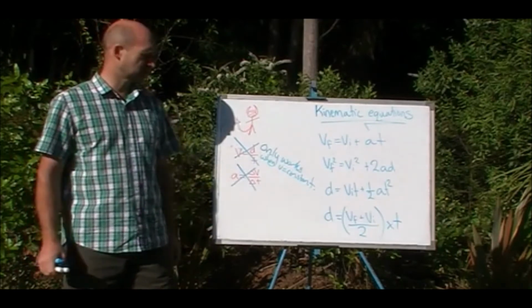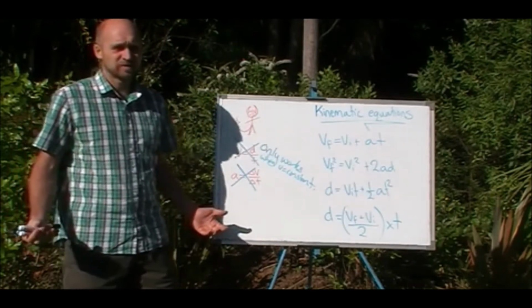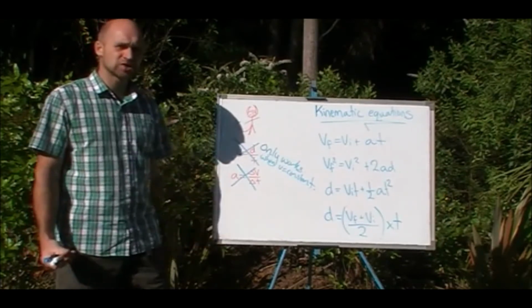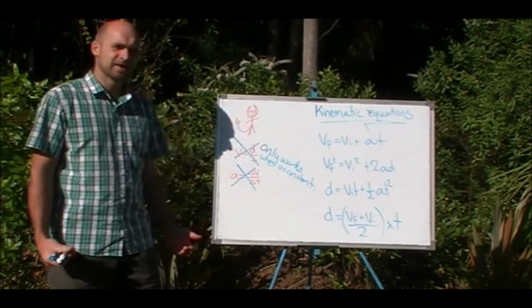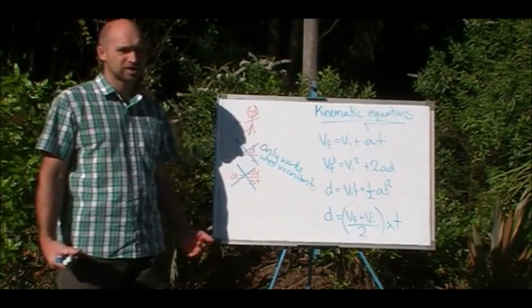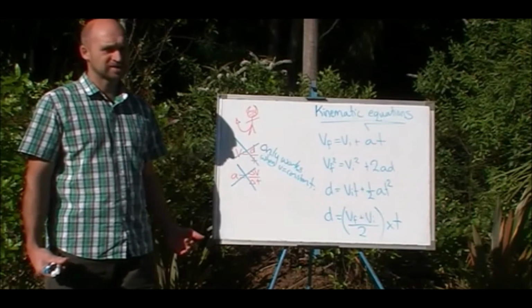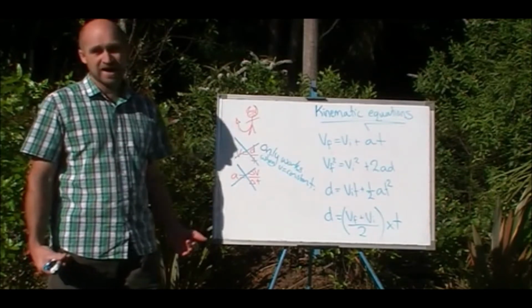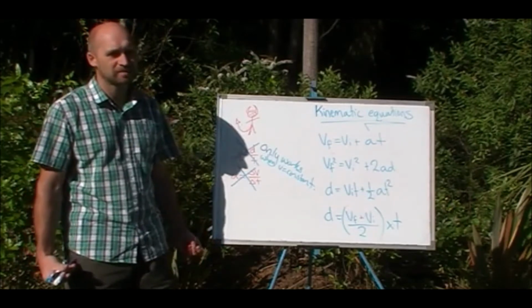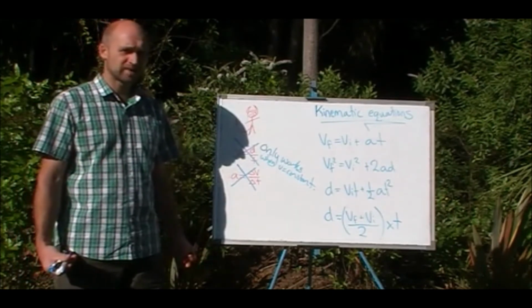A few things we need to know. We've got a VF and a VI. We know that V is velocity. We're wondering what VF and VI might be. Well, these equations deal with objects that are changing velocity. So VF is the final velocity after the change has occurred, and VI is the initial velocity before that change has occurred, and both of those are measured in meters per second. The A is the acceleration, which is measured in meters per second squared. T is time, measured in seconds, and D is the distance travelled, measured in meters.